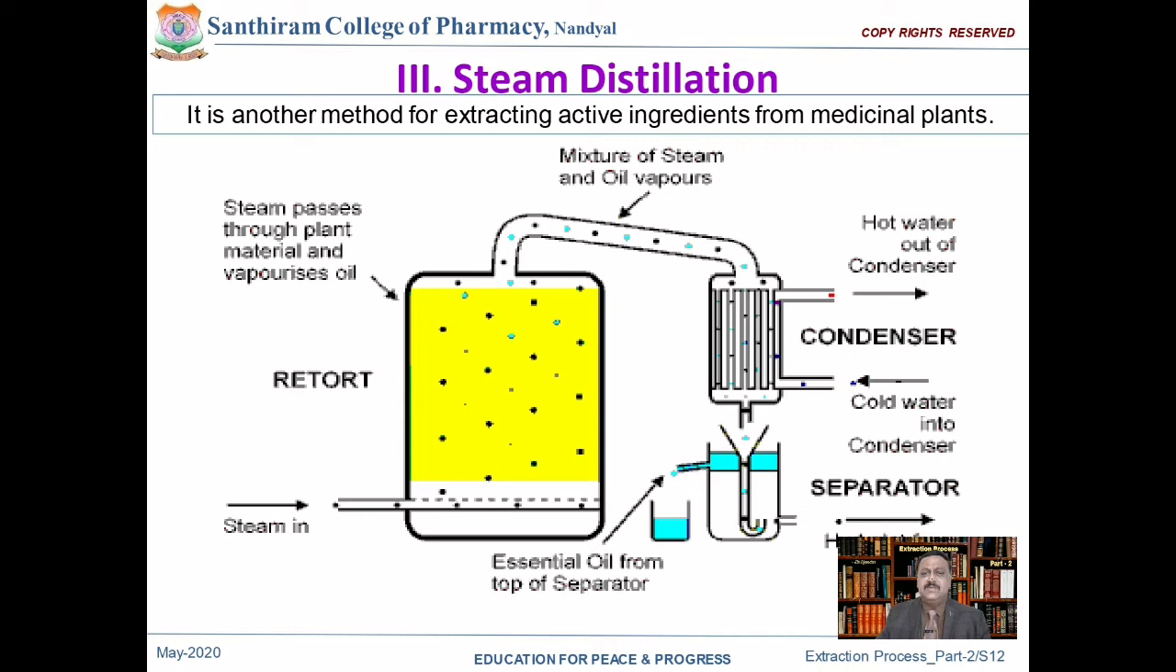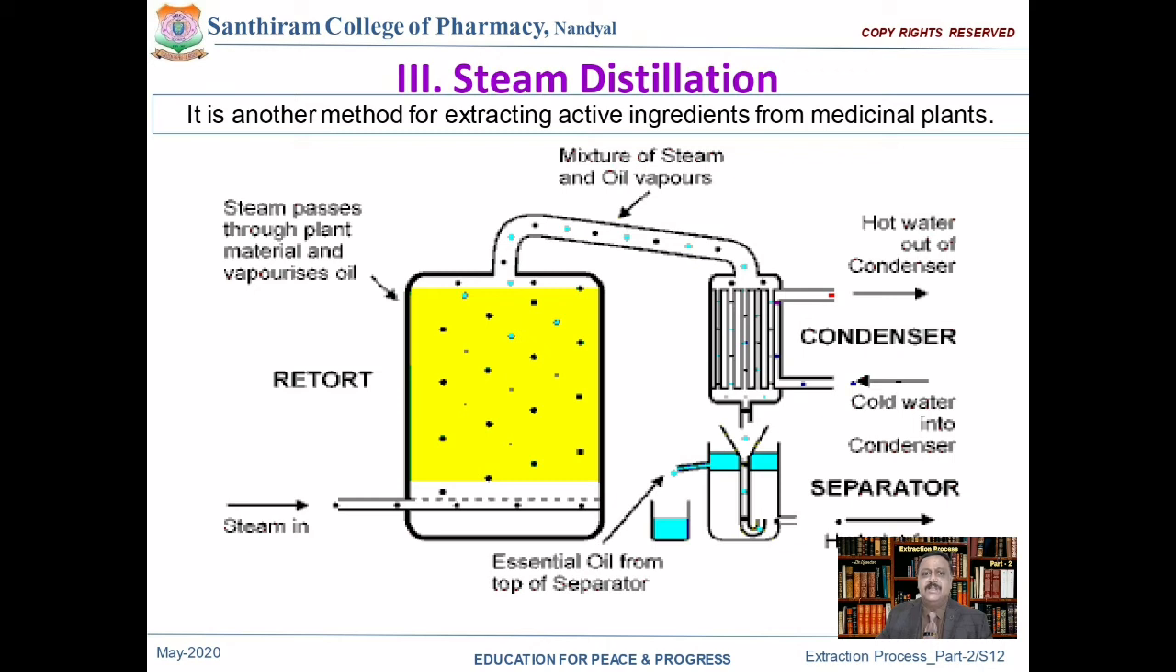In the diagram you can see there are three different sections of equipment, right? The first one is a big one which is called a retort, and the second, on the right-hand side, is the condenser. Then you have the third one at the bottom right-hand corner, a separator, which separates the two different liquids. So let me explain briefly how the process is carried out.